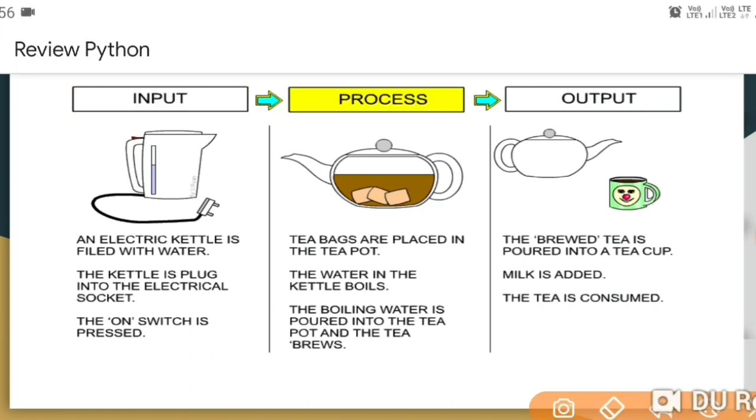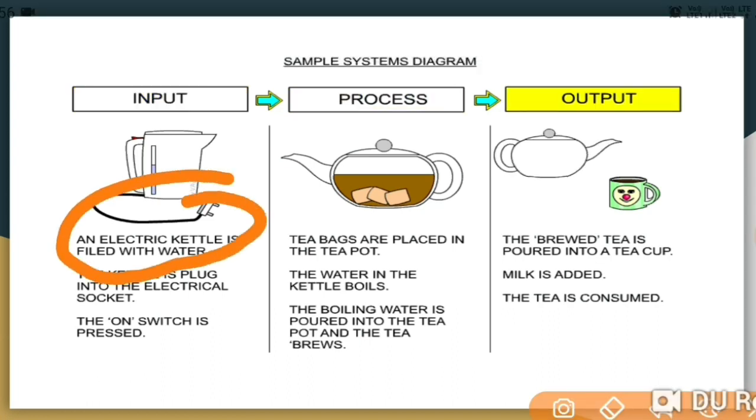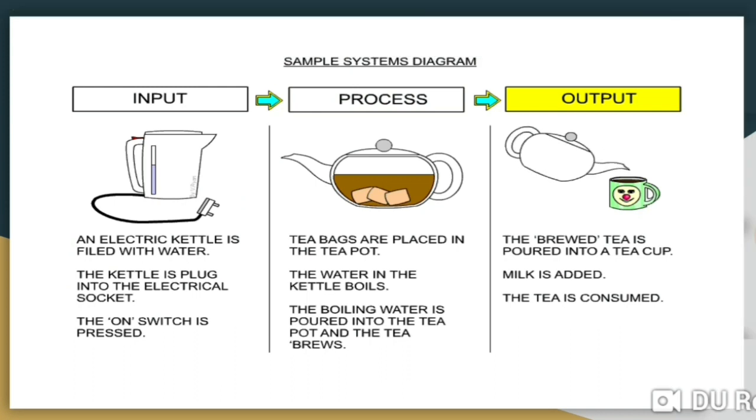Here is the example given: an electric kettle is filled with water, and the kettle is plugged into the electrical socket. The on switch is pressed. Now what will happen? The tea bags are placed in the teapot and the water in the kettle boils. The boiling water is poured into the teapot. The tea brews. Now the final thing is the brewed tea is poured into the teacup. Milk is added. The tea is consumed. Now the final result is in front of you, that tea has been prepared.